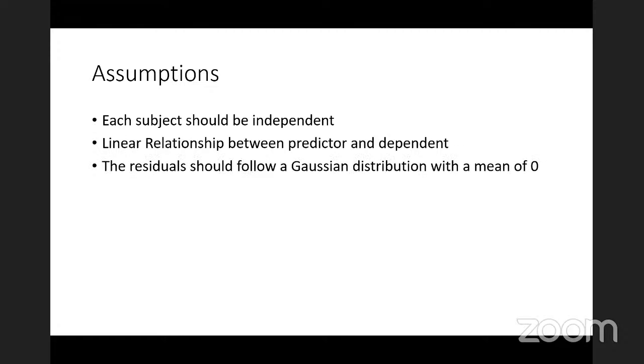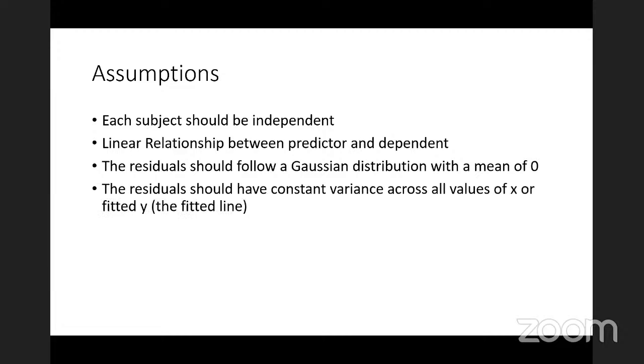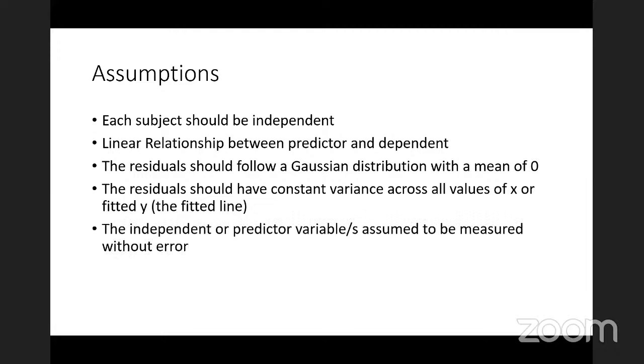The residuals, that is the difference between the line of best fit and the dependent values, should follow a Gaussian distribution. The residuals should have a constant variance across all the fitted values of the predicted variable or the dependent variable. And the independent or predictor variables are assumed to be measured without error for the dependent variable.